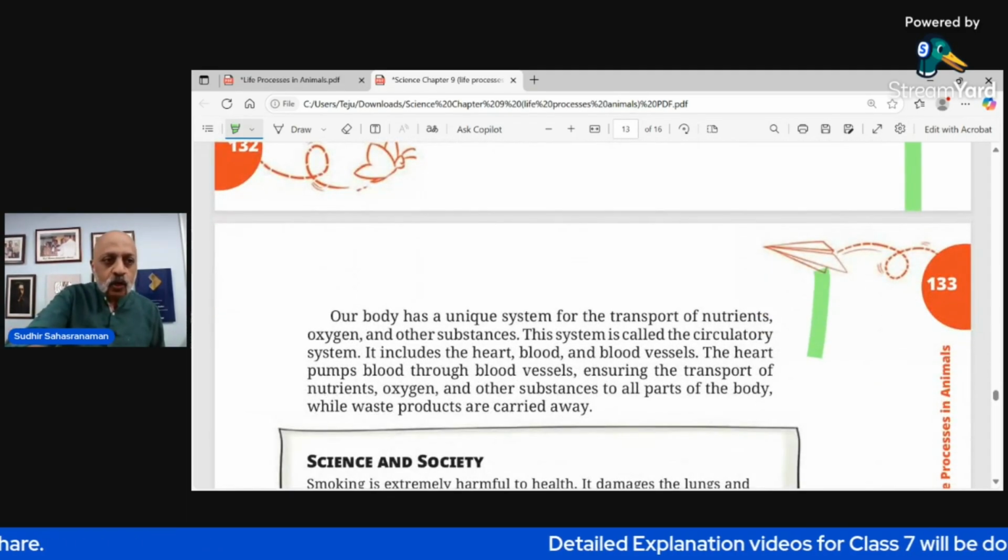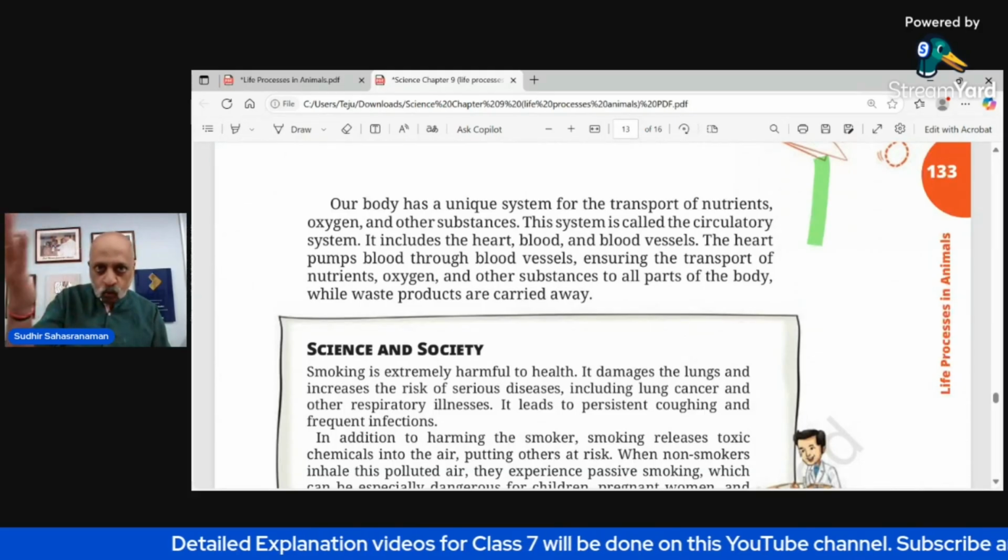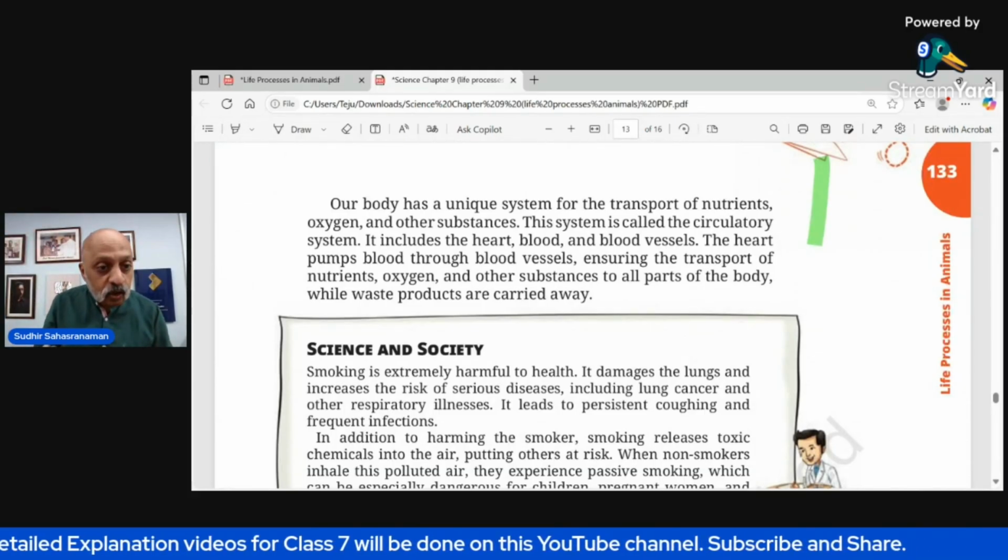Our body has a unique system for the transport of nutrients, oxygen, and other substances through blood. This system is called the circulatory system.